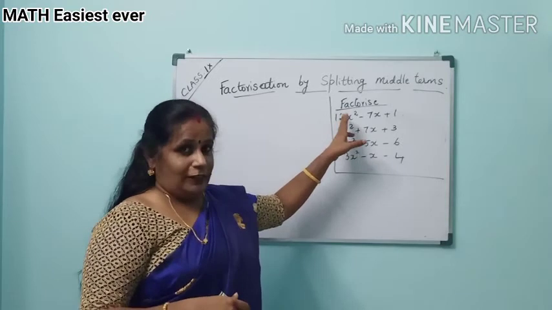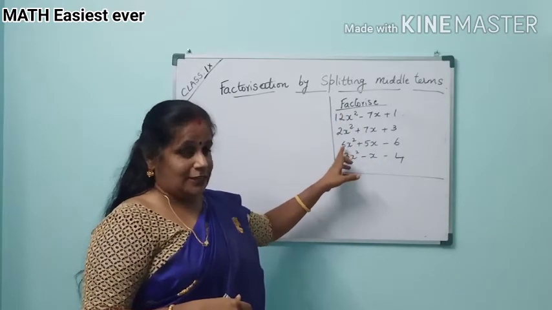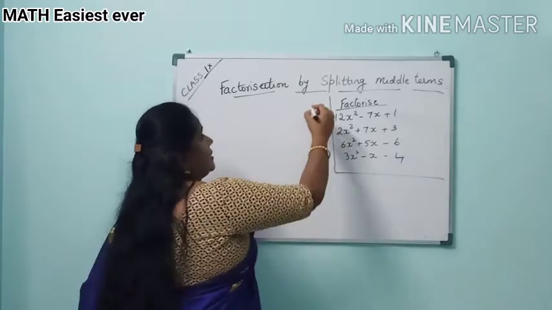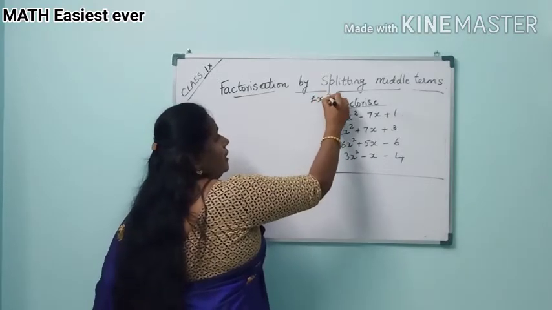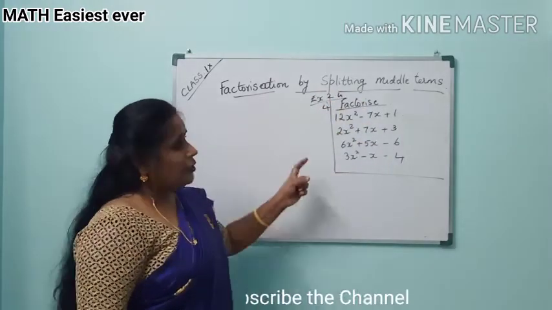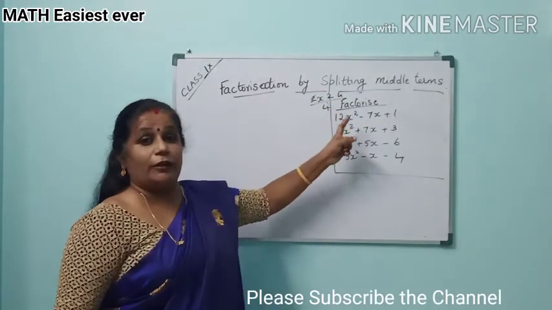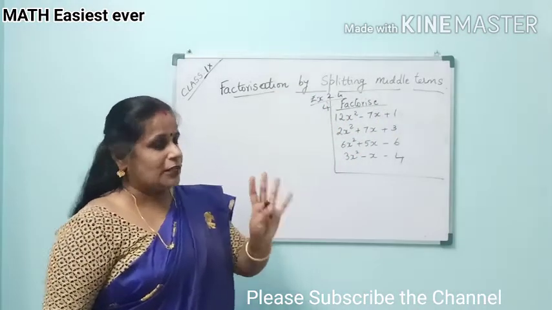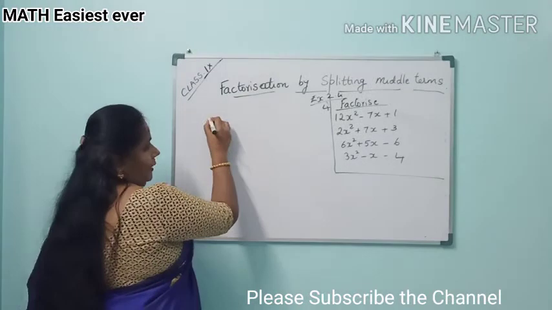So you are given 4 questions in that exercise. That is exercise 2.4, and it is the 4th question. Factorize the given polynomials. Let's do how to factorize the given polynomials by splitting the middle terms. Middle term splitting is where they have doubts. So let's see how to split it.